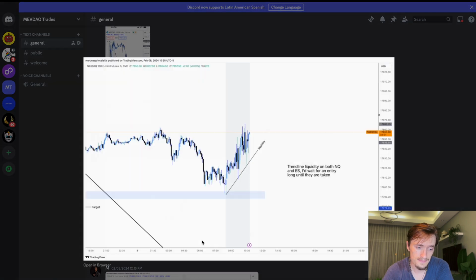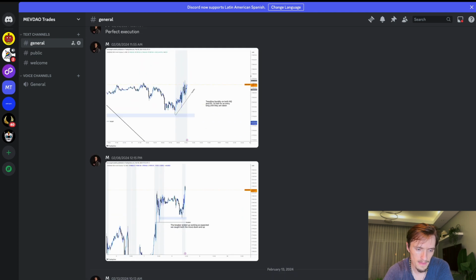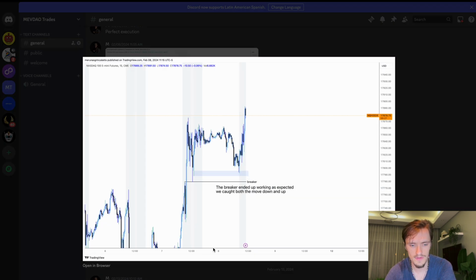you close it. Now this is another day and we see some trend and liquidity on both Nasdaq and ES. I wait for an entry long. You see, every day is different. The setups are not exactly the same. There's slight differences, but we always look for liquidity. We look for entries once we have an idea of where price wants to go.